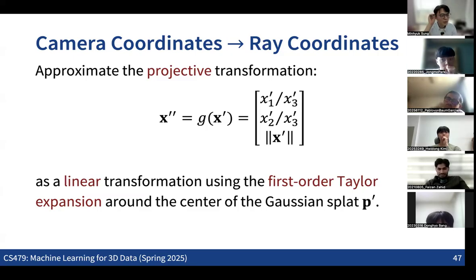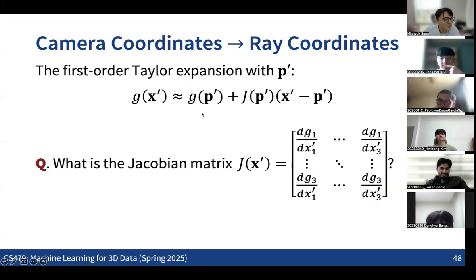What we are going to do is use the first order Taylor expansion, which approximates the transformation, especially at the center of the Gaussian splat, the P prime here. I'm not sure how many of you are familiar with the Taylor expansion, but it is defined in this way, right? By defining the Jacobian term here, we can now approximate the projection function, defined as the G function here, as a first order linear function like this.